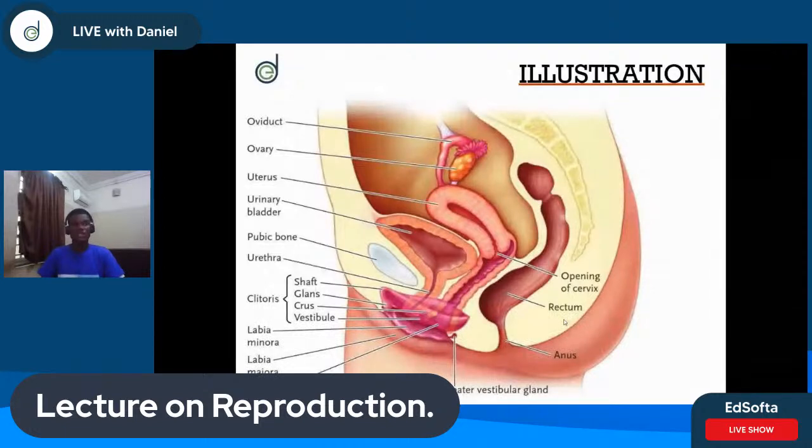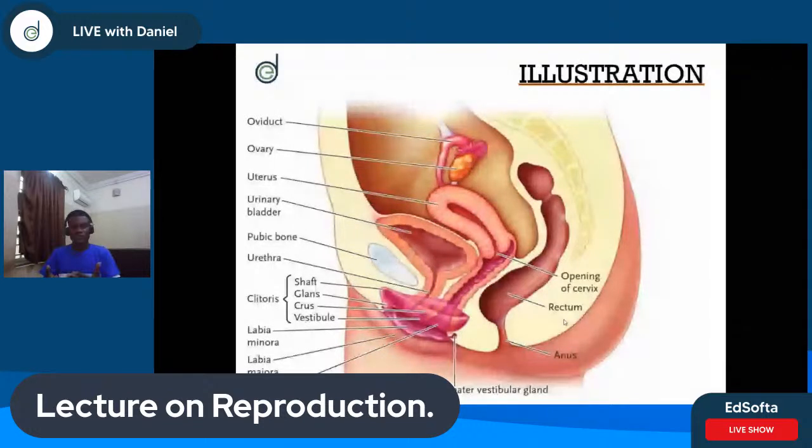Now, the external genitalia, which consists of your vulva, are called the vulva. It's a collective name for all the genitals located outside the female reproductive organ, a general name for all the organs located at the external part of the female reproductive system.